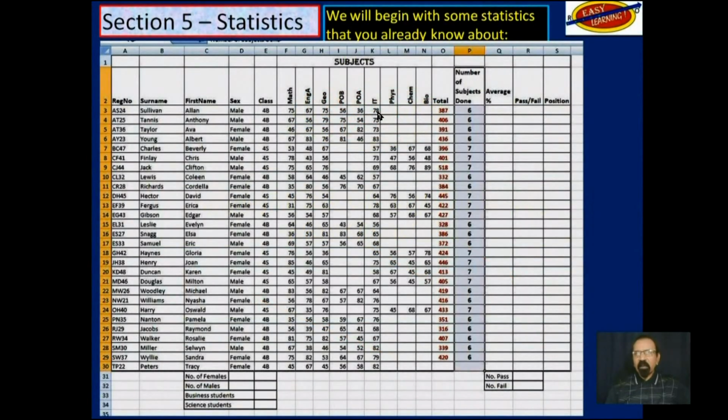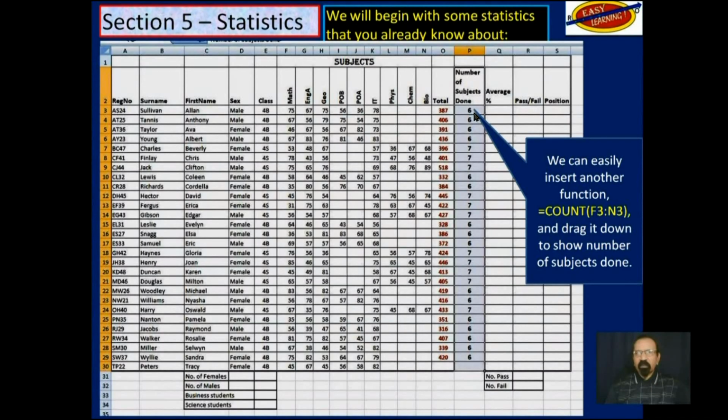So now let's get back here. Number of subjects done. Now we have a little clearer picture. Again, we can add a function here. This is spreadsheet, Excel, Microsoft. So we count from F3 to N3. That is from there to there. And we find that this first student here, Alan, did 6 subjects.